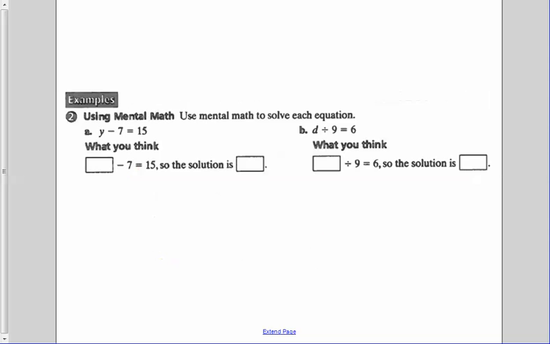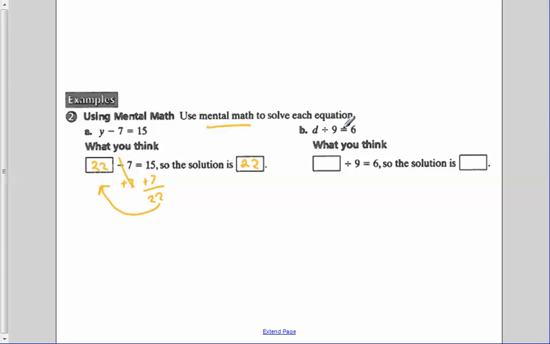All right, let's look at our second example. Using mental math to solve each equation. So y minus 7 equals 15. So what do you know? Well, I know that 22 minus 7 is 15, so the solution must be 22. The other way to think about this, to solve, I'm going to add 7 to get rid of it from that side, and that means I have to add 7 to this side. And so 15 plus 7 is 22. That would be what I am putting in my box. But you have to do this mentally.